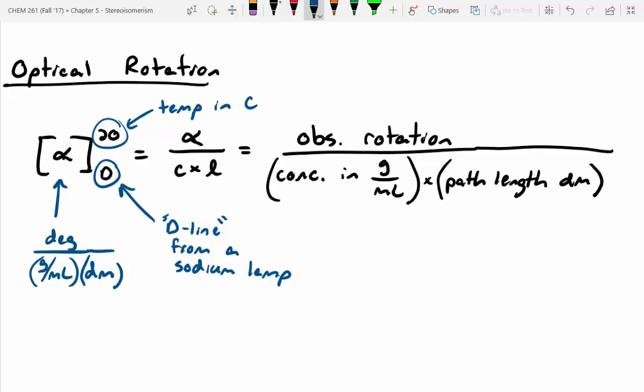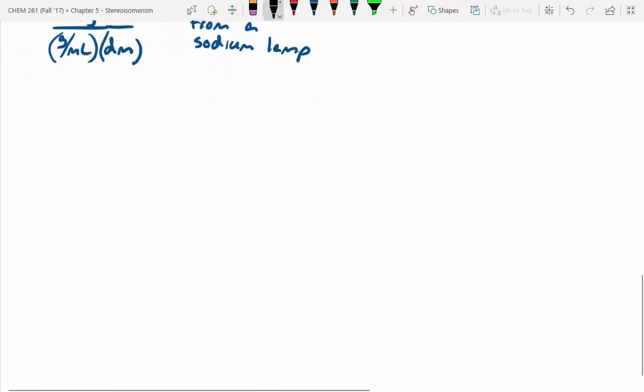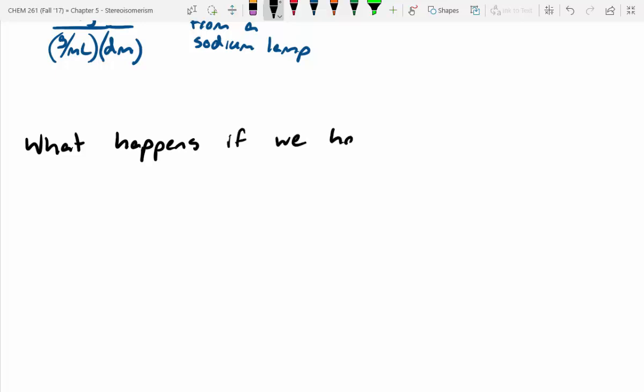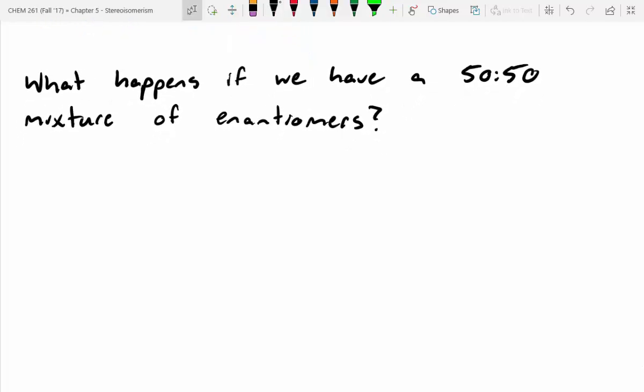All right, so let's take a look at some hypothetical situations. So what happens if we have a 50-50 mixture of enantiomers? Do you think the plane polarized light will rotate? If so, in which direction and by how much? I wouldn't think about this too hard.